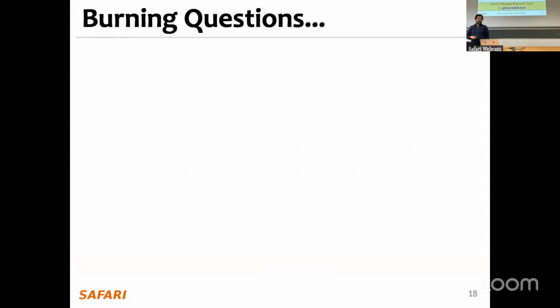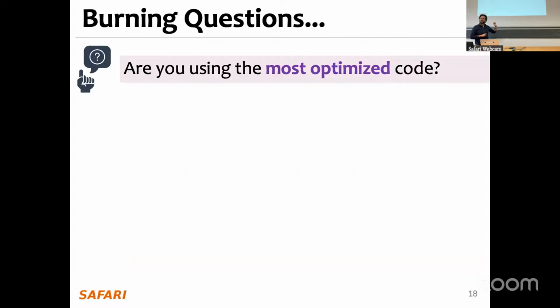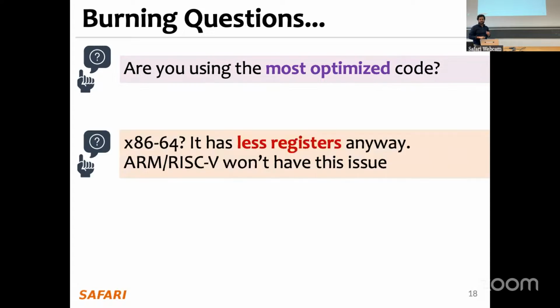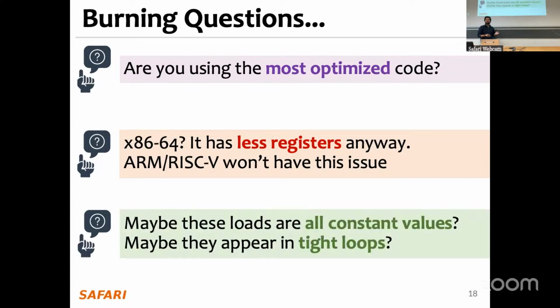Now, before going on, you might be asking, hold on a sec, maybe you are not looking at the most optimized code, right? That's why these load instructions are there. That's a genuine question. You might also ask what type of architecture you are simulating. Is it x86? Because x86 has fewer registers, maybe these loads exist because of that. If you have more registers, then the loads vanish, right? That's the second question. And then you might be asking all sorts of questions like why these loads are there. Are they accessing constant values?